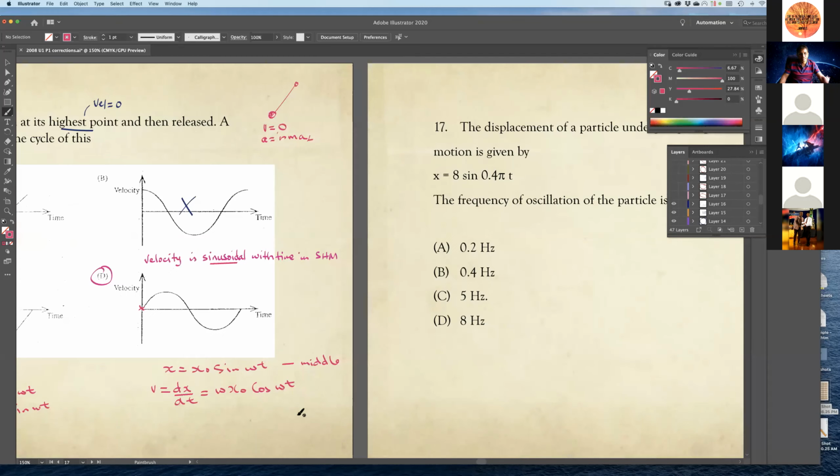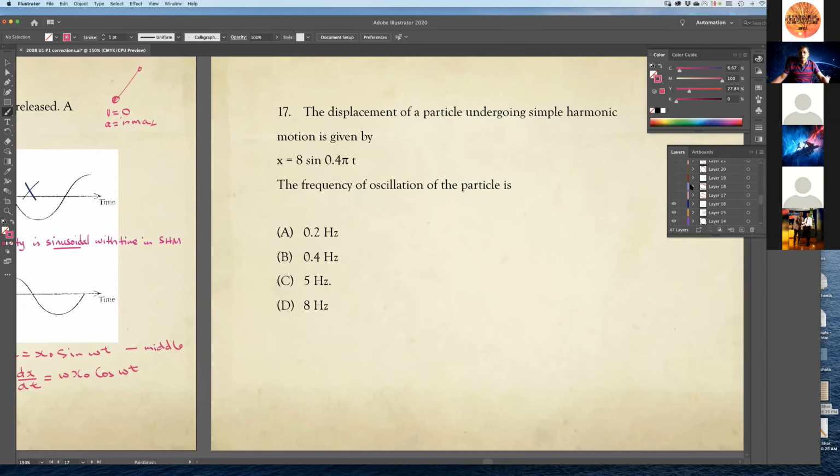Number 17. Number 17 is pretty straightforward. It's just based on the defining equation. We know that the general equation for simple harmonic motion, I just wrote it, x is equal to x zero sine omega t. Omega we know is 2 pi f, and omega is 2 pi on T. Omega is any one of these things here. So when you look at the equation, they want us to find the frequency, so we'll be using this form of the equation. If they wanted to, sorry, no, 2 pi over T, what am I writing?